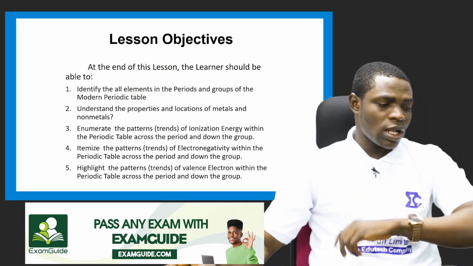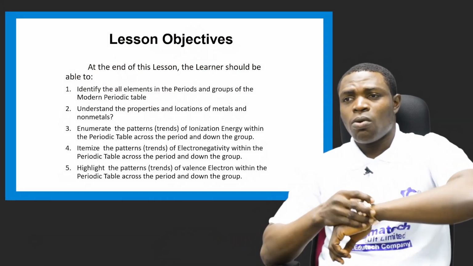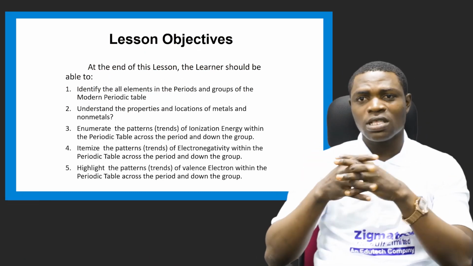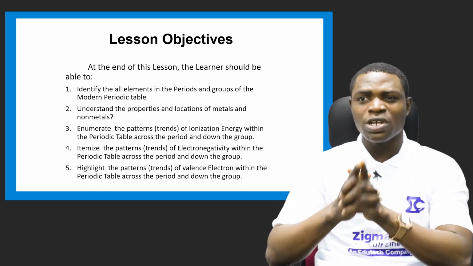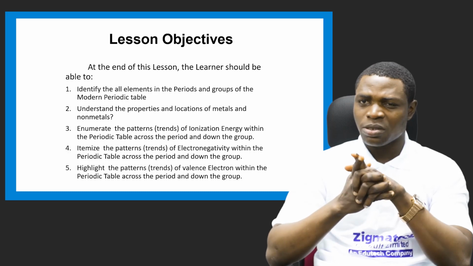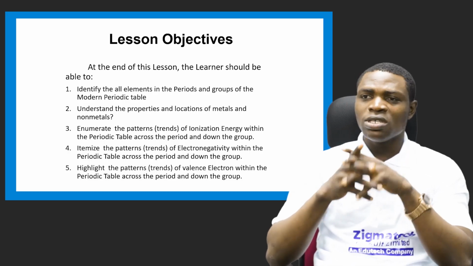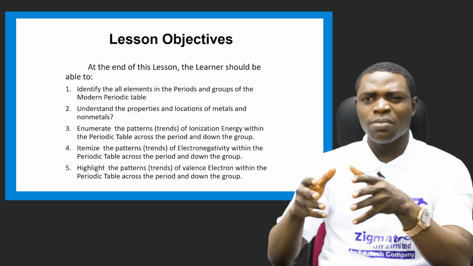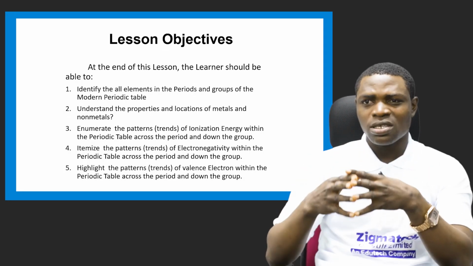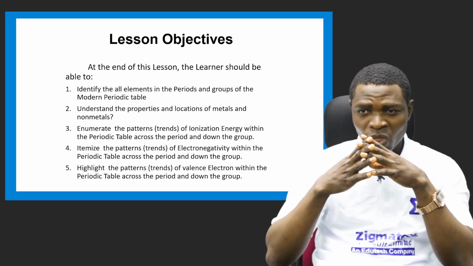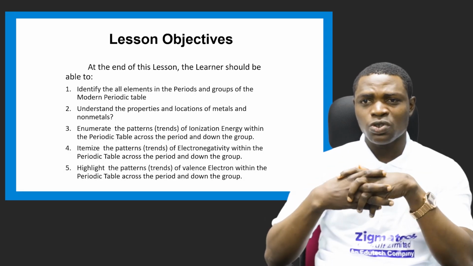Now, quickly, I'm going to run through what you must know at the end of this lesson. Number one, you must identify all the elements in the periods and groups of the modern periodic table. It's very important. You know the atomic number, you know their chemical symbol, you know their atomic masses. This will give you a very good ground for you to build your knowledge.